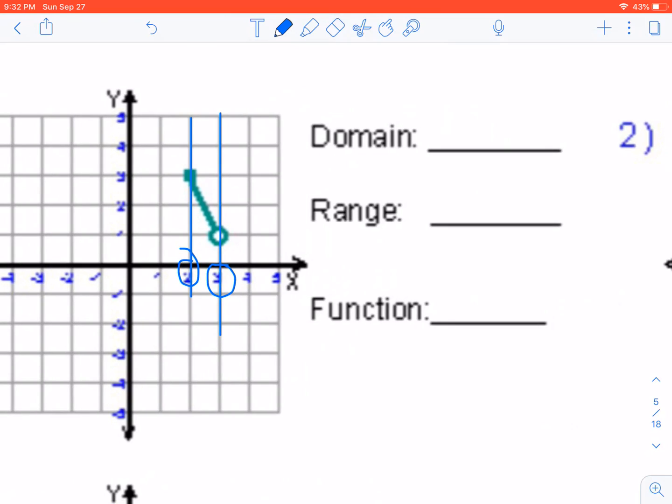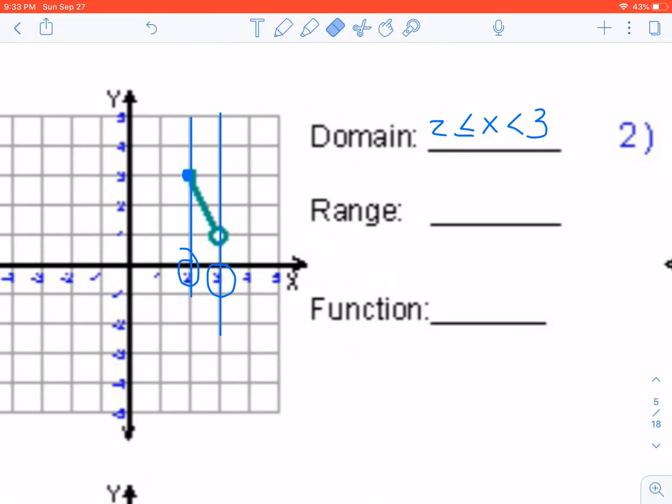3. So this is x is less, 2 is less than x less than 3. However, it actually does touch 2 here, so it's less than or equal to, but it never actually touches 3 because that's an open circle, so we leave it as just less than.